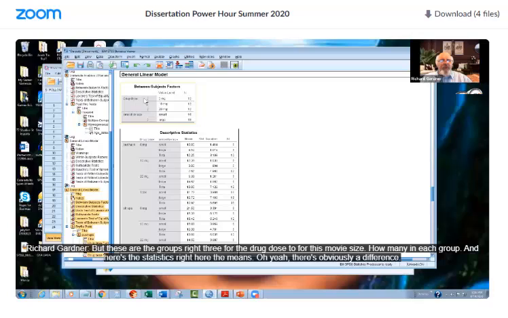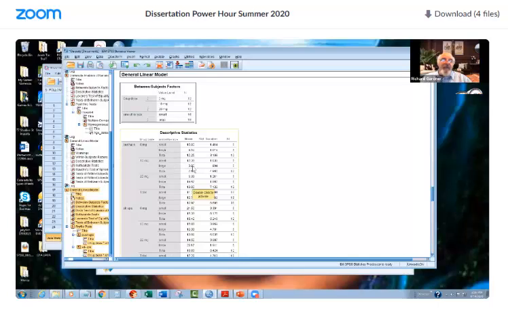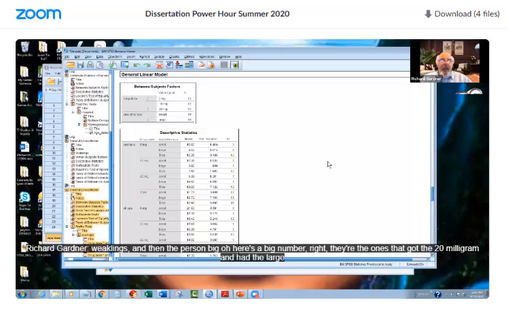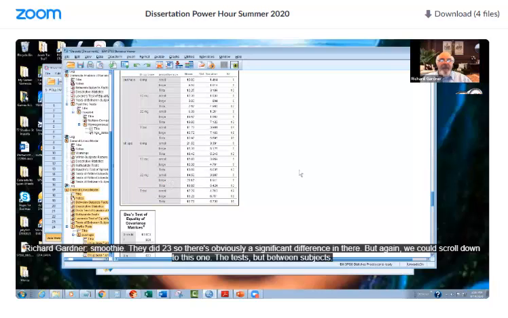But these are the groups, right? 3 for the drug dose, 2 for the smoothie size, how many in each group. And here's the statistics right here, the means. Oh yeah, there's obviously a difference. I see a 3 here, right? Push-ups. So the group that got the 10 milligrams and the large smoothie only did 3 push-ups. Bunch of weaklings. And then let's look for some big, oh, there's a big number right there. The ones that got the 20 milligram and had the large smoothie, they did 23. So there's obviously a significant difference in there.